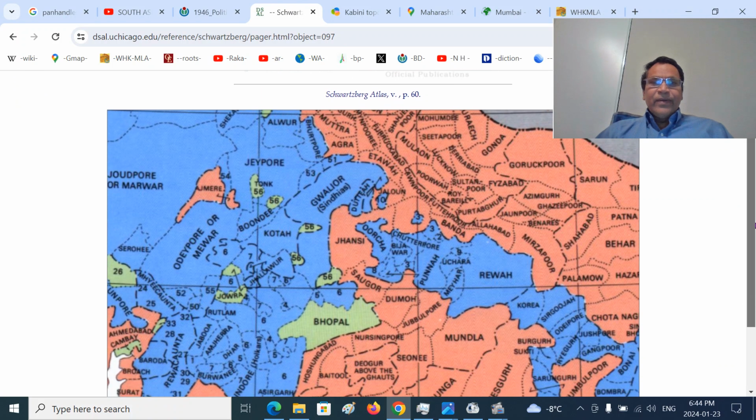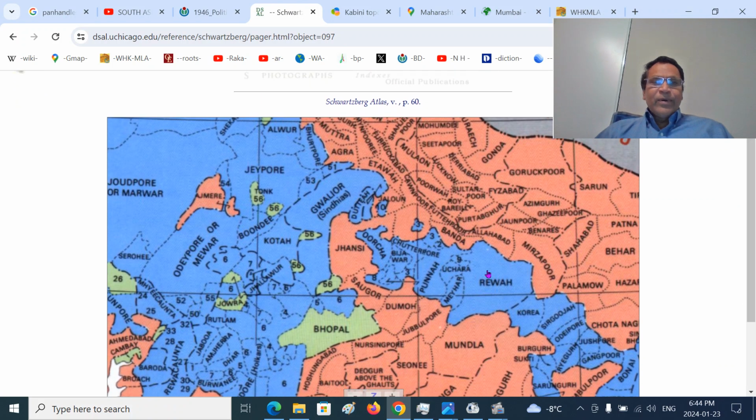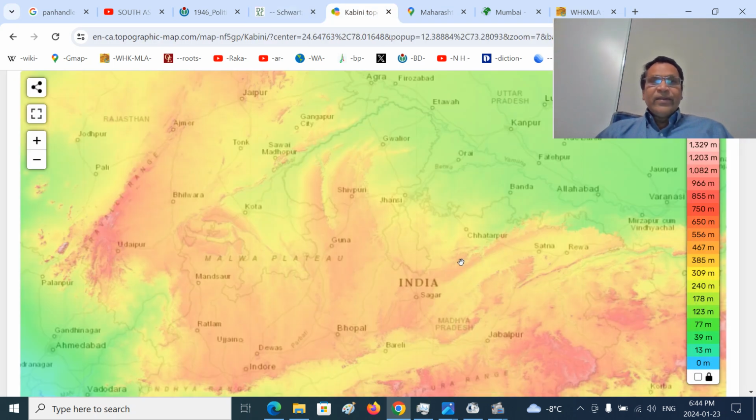So this is the same thing. You can see the Rewa princely state, Jhansi here, Gwalior, Scindia, Rewa, and all those areas, Bhopal, Nawabs, and so on. And here you can see this Jhansi, Lalitpur, panhandle. This is the Gird region. This is the Bundelkhand region or Vindhya Pradesh region.